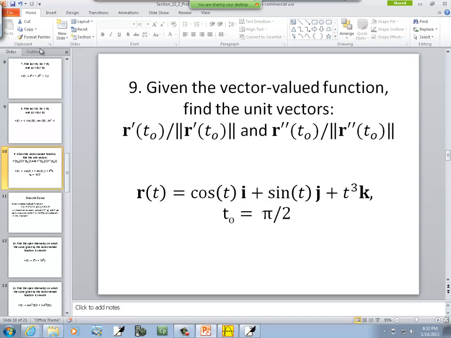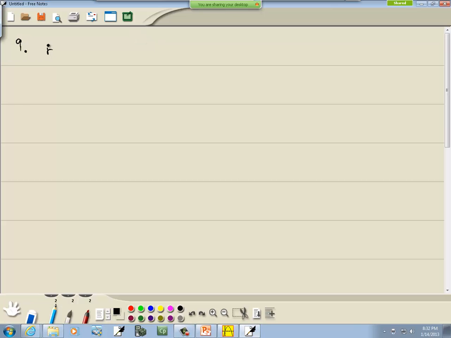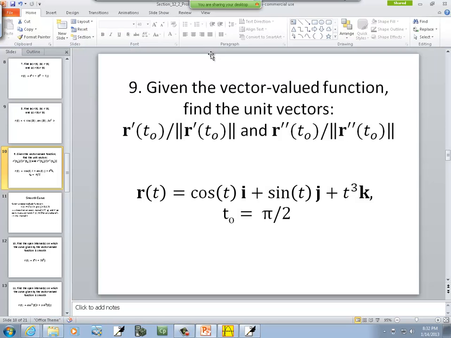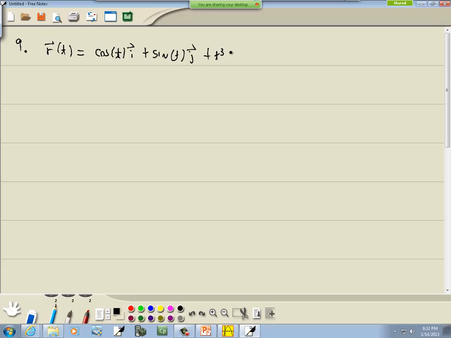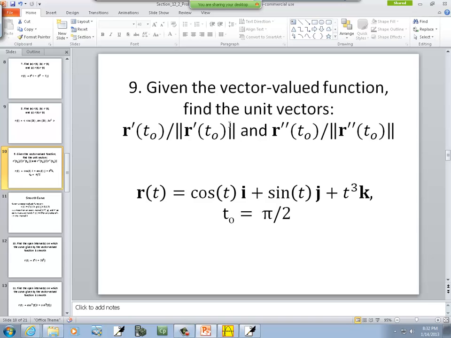This is asking us to find some unit vectors. So we got r of t is equal to cosine t i plus sine t j plus t to the third k. And t naught is going to equal pi over 2. Now, we need our first derivative and second derivative for these formulas. So let's do that first.